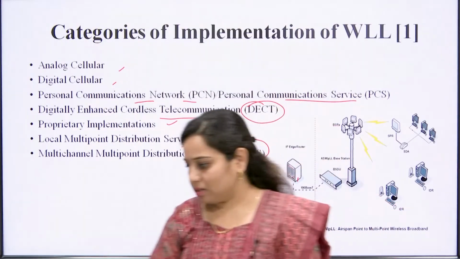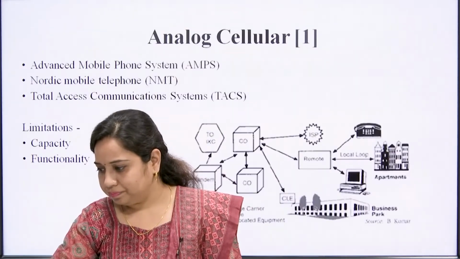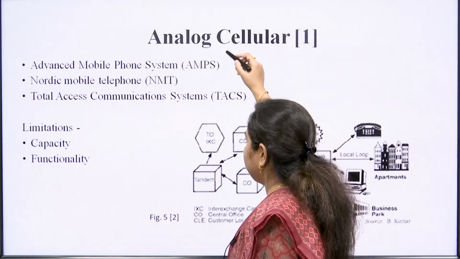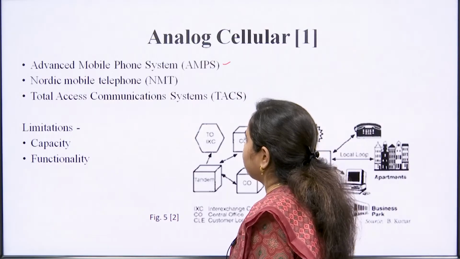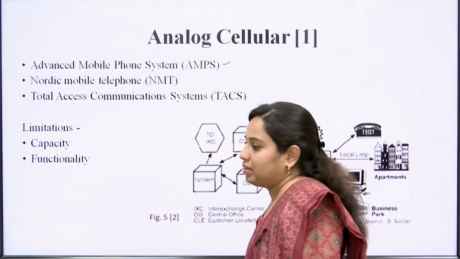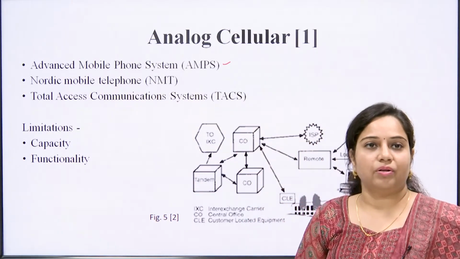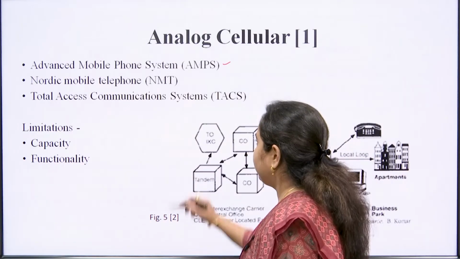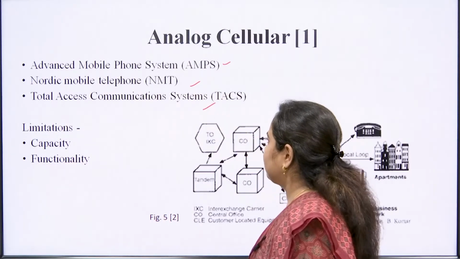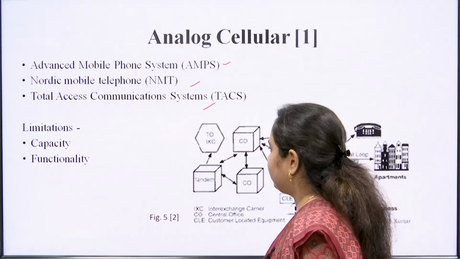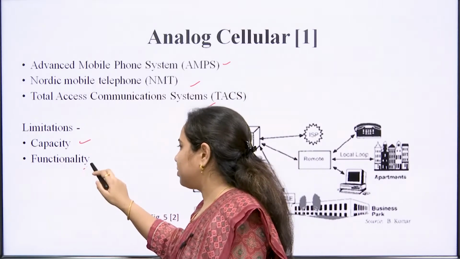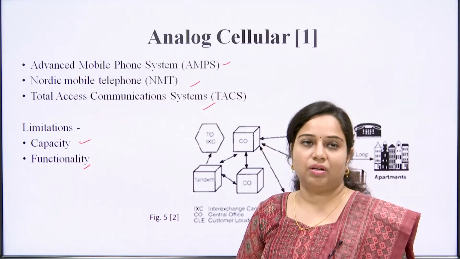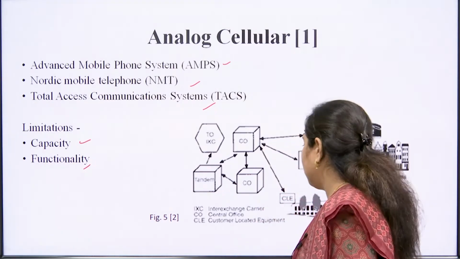So, broadcasting is there. Now, analog cellular. First generation is basically related to AMPS. AMPS means Advanced Mobile Phone System. Basically the system has been set up for transmission of voice signals. Next one is Nordic Mobile Telephone, NMT, then Total Access Communication System, that is TACS. Its limitations are, first one is capacity, another one is functionality. So, these are the two limitations of setting up this analog cellular architecture.